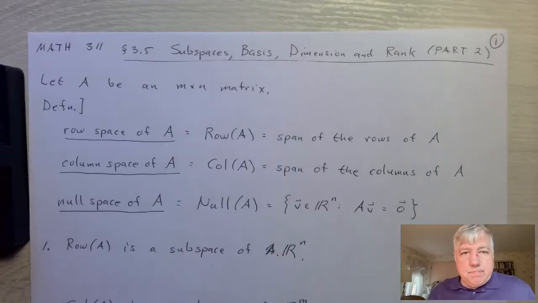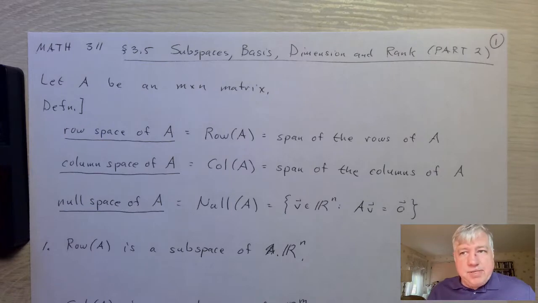This lecture is part 2 of Section 3.5 from the Math 311 course in linear algebra at Western Illinois University. We're continuing to wade our way through this very lengthy, important section on subspaces, basis, dimension, and rank.